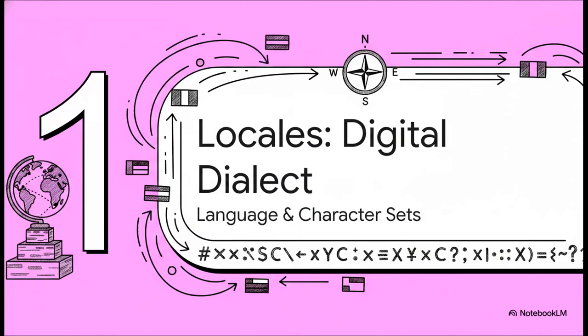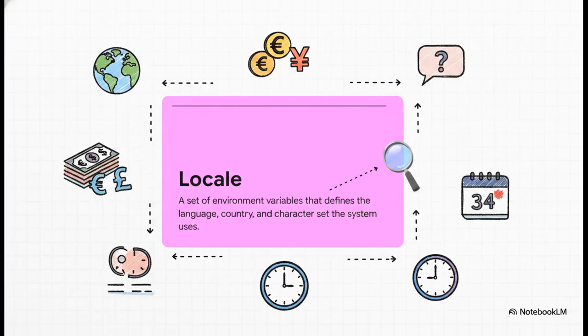Okay, so the absolute foundation of this whole system is something called a locale. You can think of it as your system's digital dialect or its regional identity. So what is a locale? It's really just a collection of settings. It tells all your programs everything they need to know about your preferences. Things like how to display money, what day of the week comes first, and even how to sort lists alphabetically.